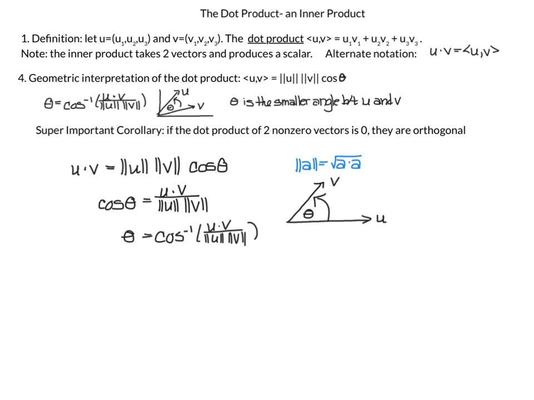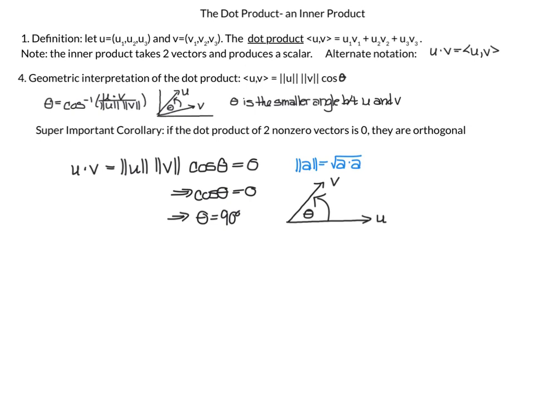Now we are to our super important corollary. If the dot product of two non-zero vectors is 0, they are orthogonal. So let's take a look at our formula for the dot product. If the dot product is equal to 0 and u is not equal to 0 and v is not equal to 0, they're going to have non-zero length, which must mean that cosine of theta is equal to 0. And what that will imply is that theta is equal to 90 degrees, or 90 degrees plus some multiple of 360. But we'll simplify that and say it's equal to 90 degrees, so they are orthogonal. So this geometric interpretation is exactly how you're going to find orthogonal vectors.